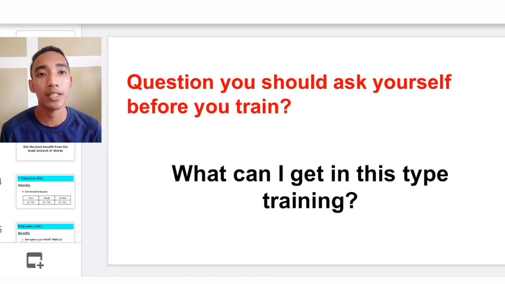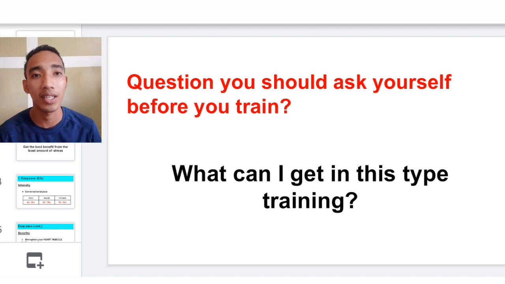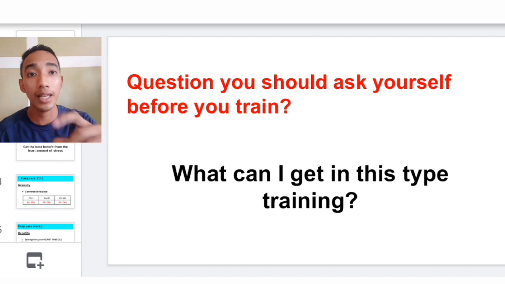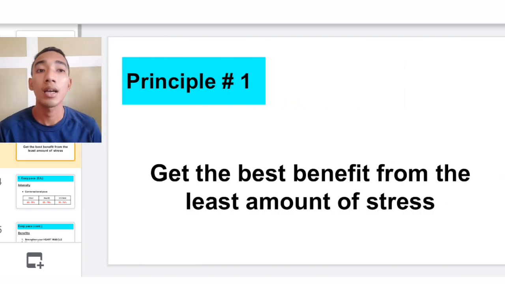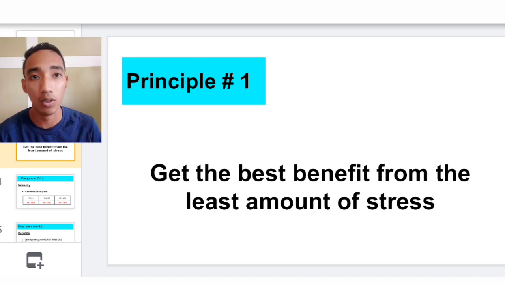So the first question you should ask yourself before you train or before you run is what can I get in this type of training? Sa may makuha na ko ani nga training? What benefit can I get from this? We are spending so much time, energy, and money when we are doing something, so we must know what we can get. That will lead us to our first principle: get the best benefit from the least amount of stress or least amount of effort. Ano siya guys? In other words, little input, big output. Yan na ka-simple. Get the best benefit from the least amount of stress.